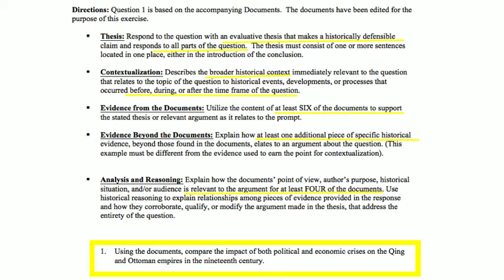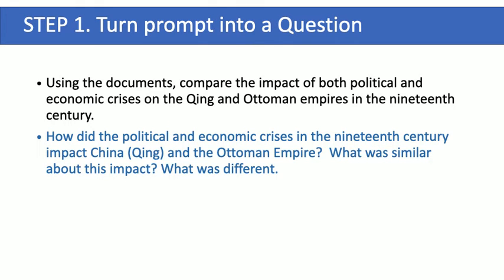So the prompt is to use these documents to compare the impact of political and economic crises on the Qing and Ottoman empires in the 19th century. So first thing we want to do, like I've told you before, step 1, turn the prompt into a question. Use the documents, right? Compare the impact, political, economic. How can I word this into a question? How did the political and economic crises in the 19th century impact China, which is the Qing, and the Ottoman Empire? What was similar about this impact? What was different? Right? So I'm putting it into answerable questions.